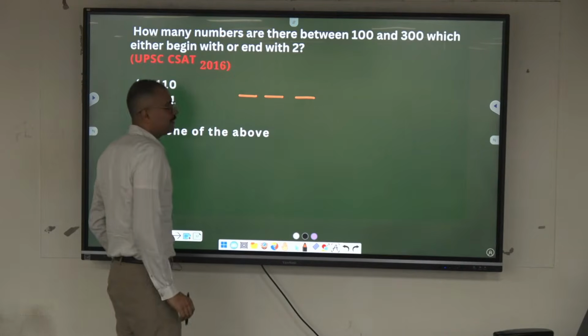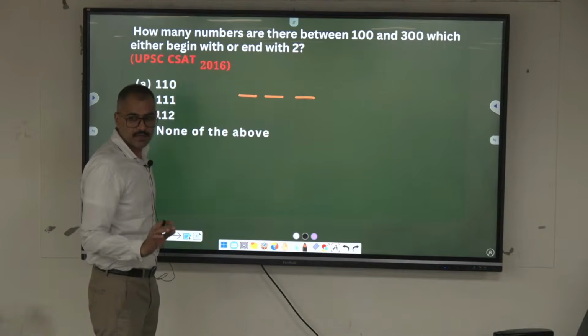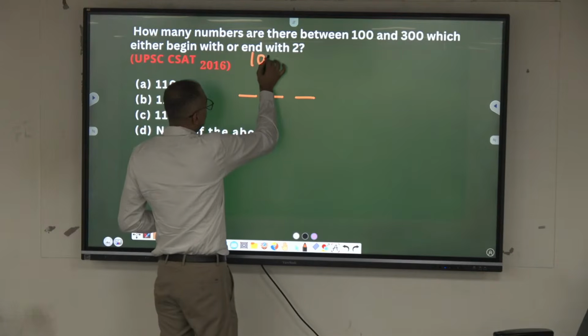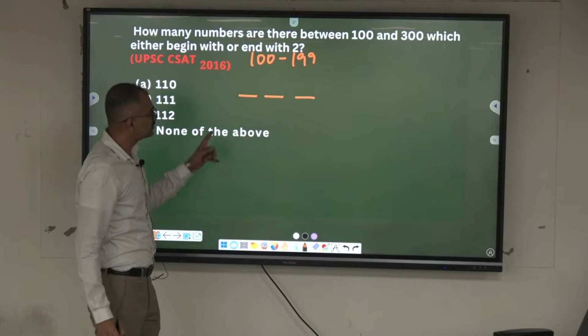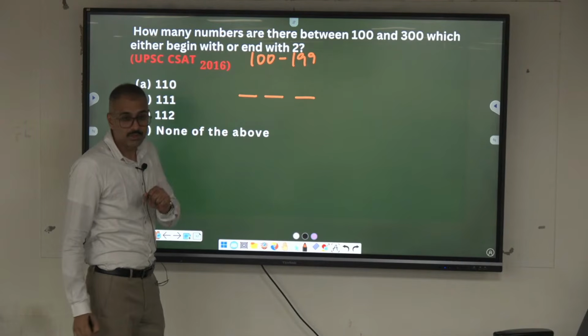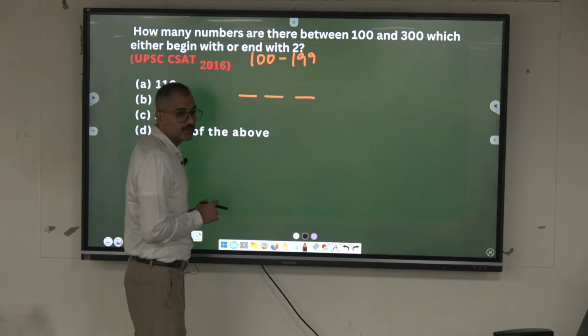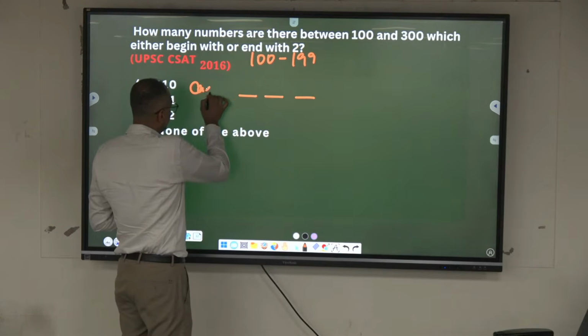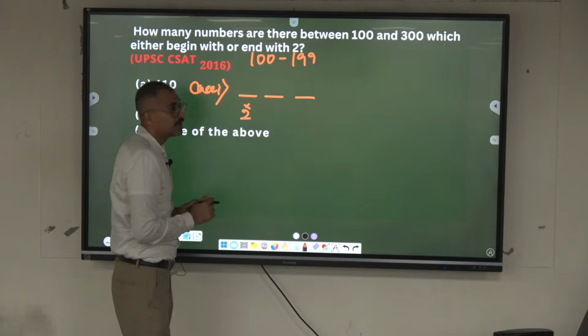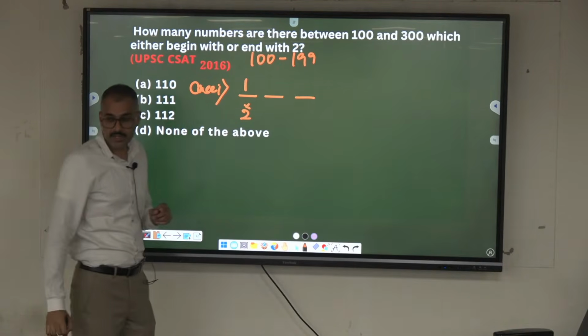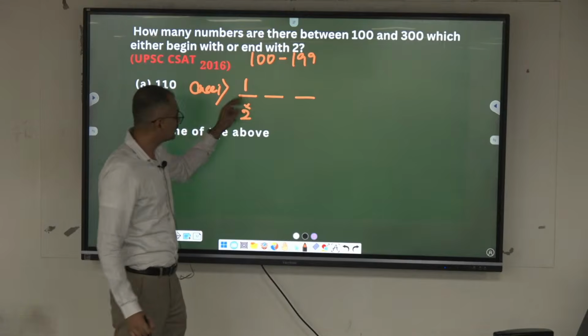Okay, look here now. We'll make different cases here. We'll take a window of 100 to 199. Is it possible to start with 1, start with 2? No. Is it possible to end with 2? Yes. So case 1: 2 is not at all possible here. What is possible here? 1. Only one choice for this position.